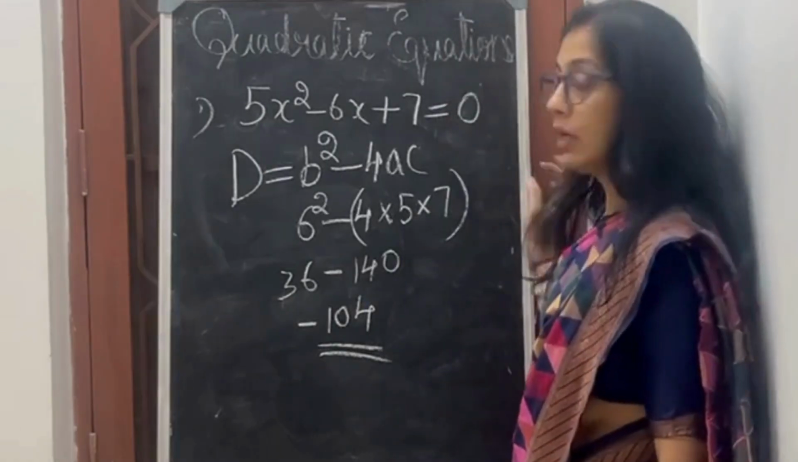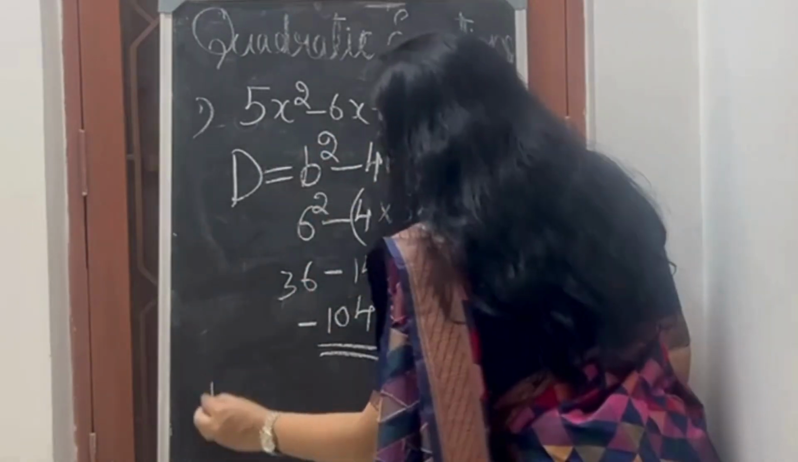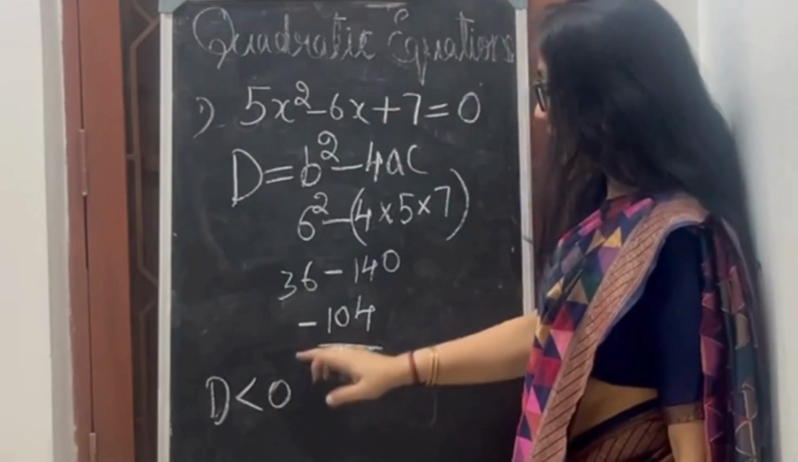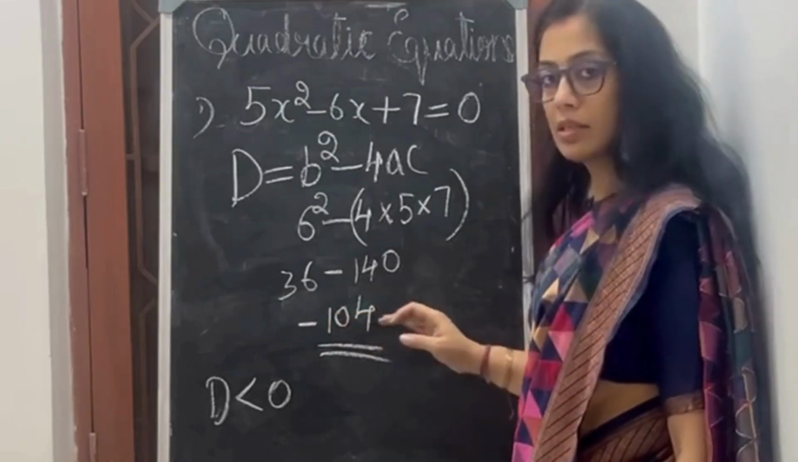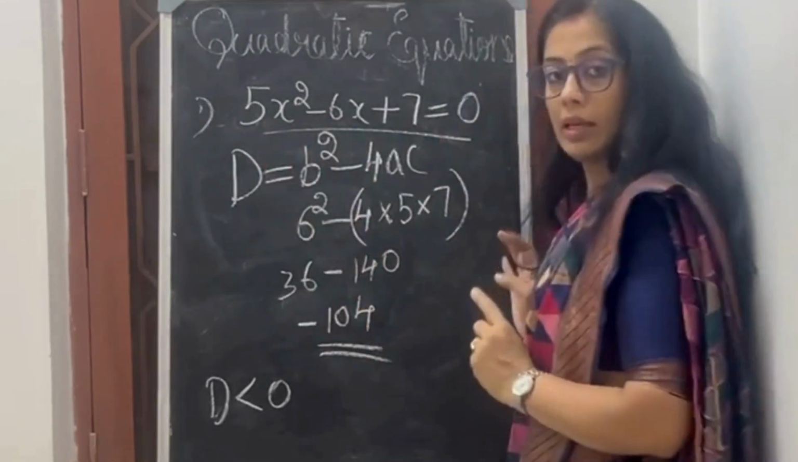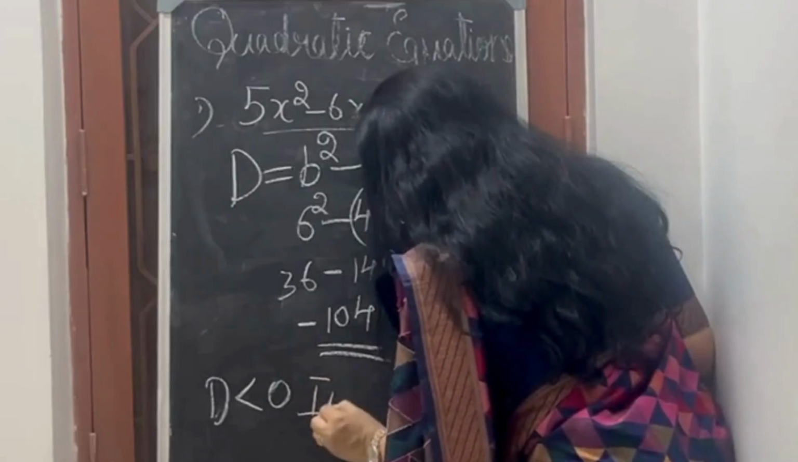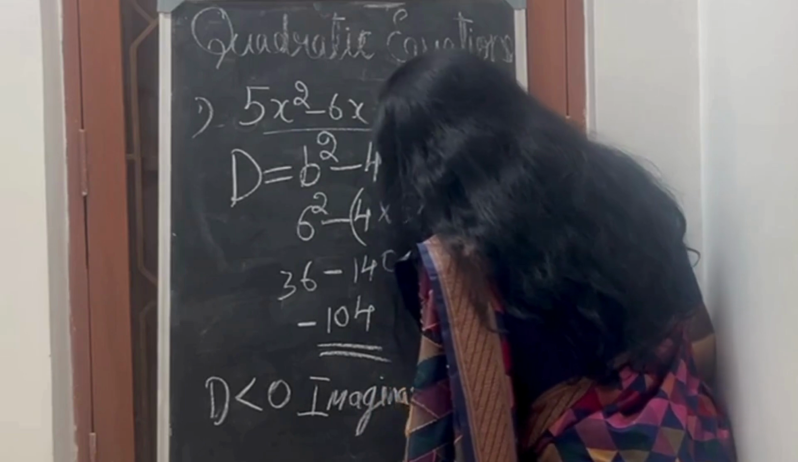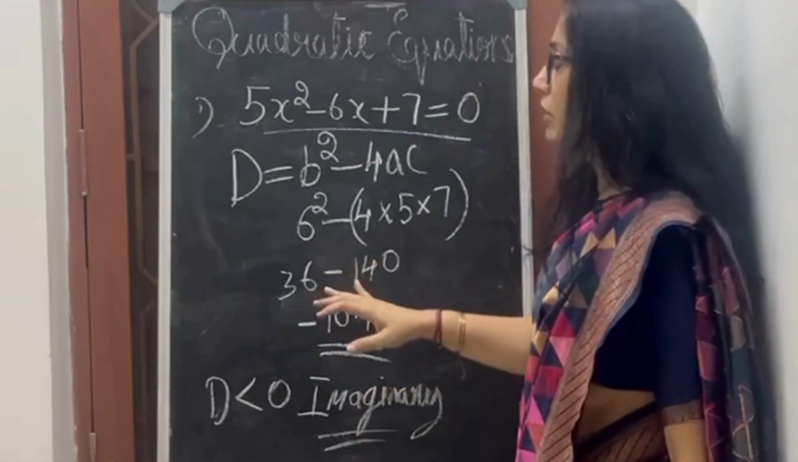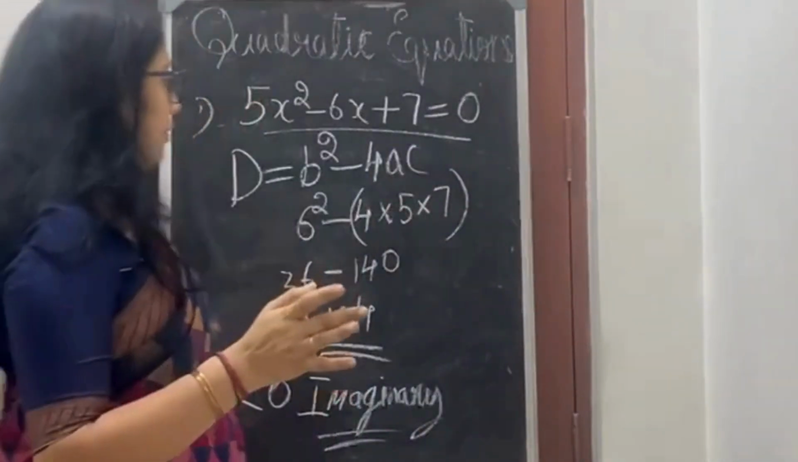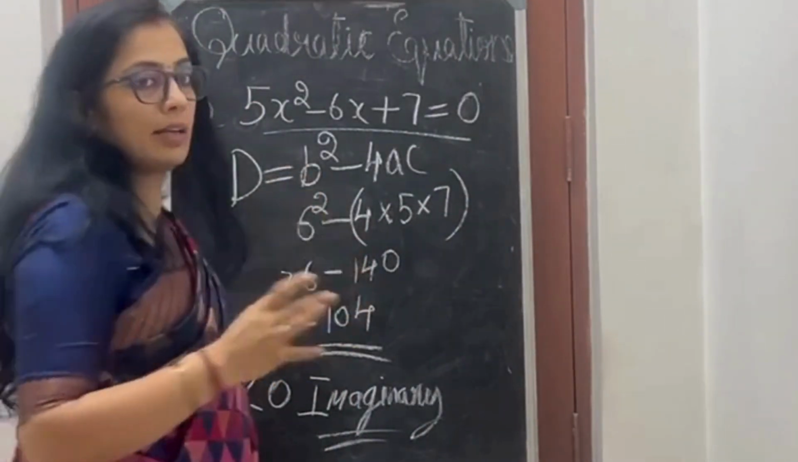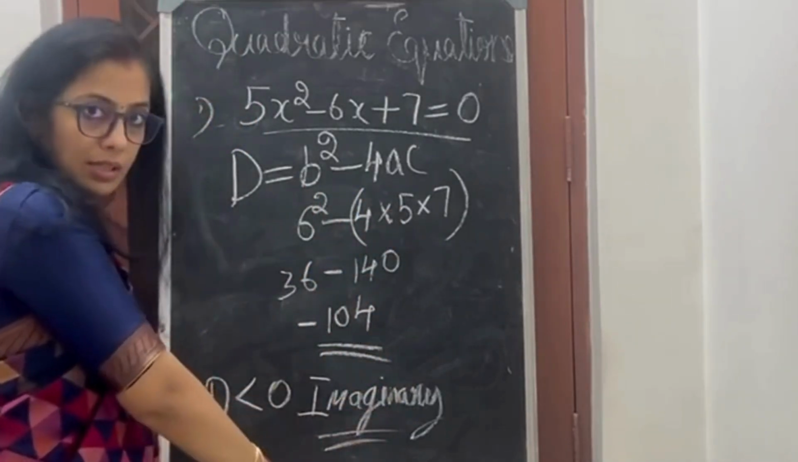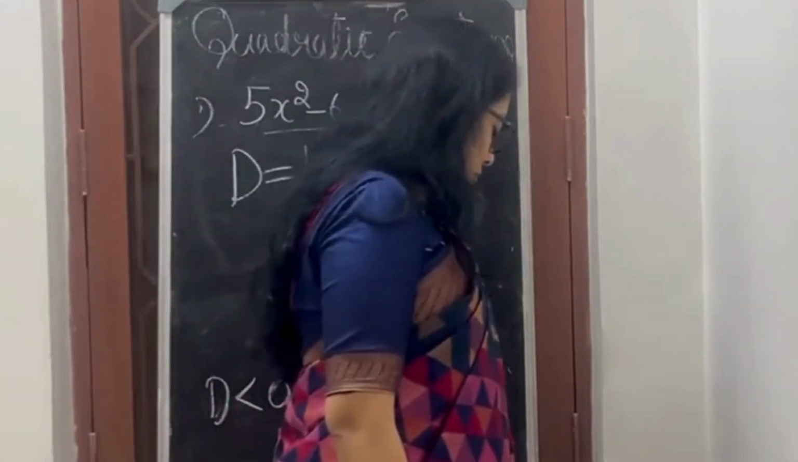Minus 104. I had just informed you that if d is less than 0, this is a negative number, the equation is imaginary. See how easy it is to find out whether the equation is imaginary or real. So whenever they say solve the equation, and without solving the equation tell whether the roots are real or not, you have to use this formula and find out and tell. If it is less than 0, it is imaginary. Okay. Now we'll go to our next sum.